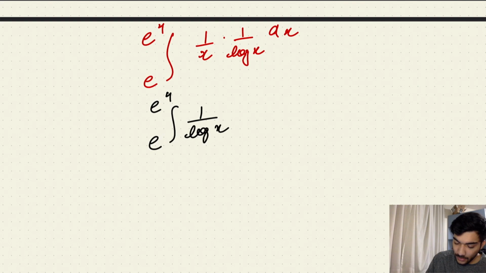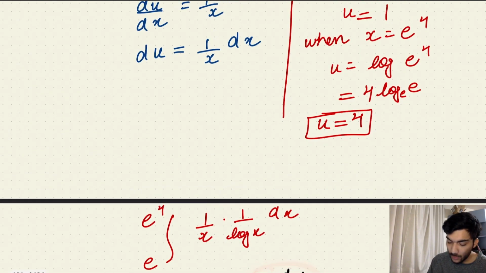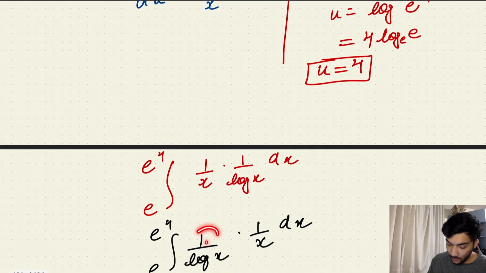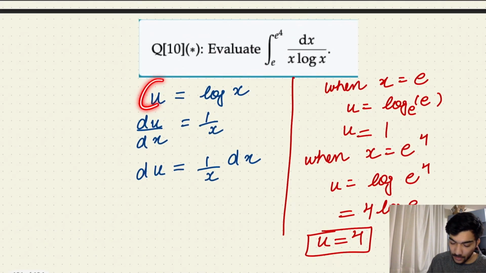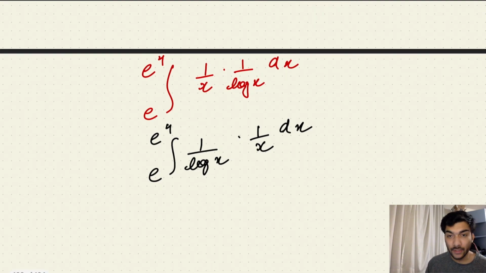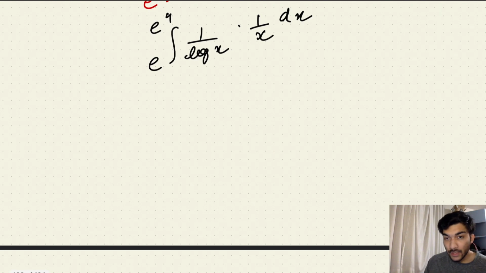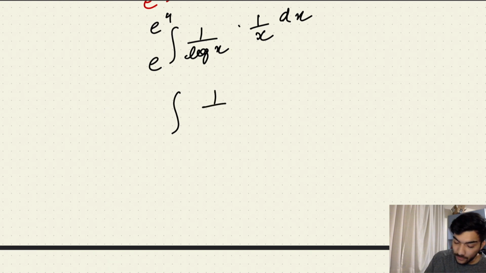So I can write this as 1 by log x combined with 1 by x dx. Now, in order to use substitution, we'll change 1 by x dx to du, and we'll change 1 by log x to 1 by u, because our log x is substituted to u. And when we change everything to u, to the du expression, we will change our endpoints as well.